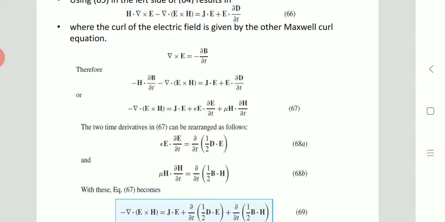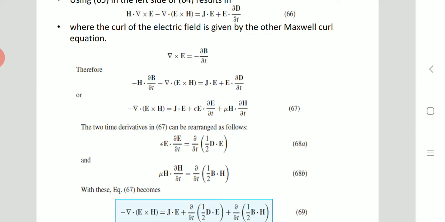Or minus del dot E cross H is equal to J dot E plus epsilon E dot dou E by dou T plus mu H dot dou H by dou T. So this is equation number 67. Now the two time derivatives in 67 can be rearranged as follows.